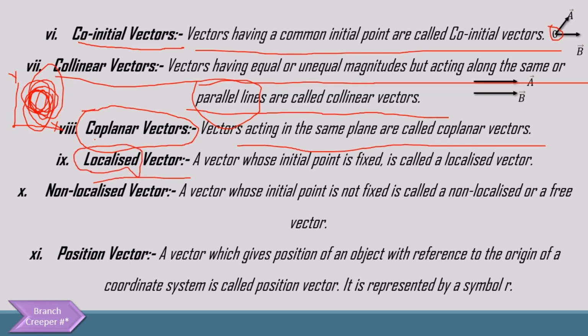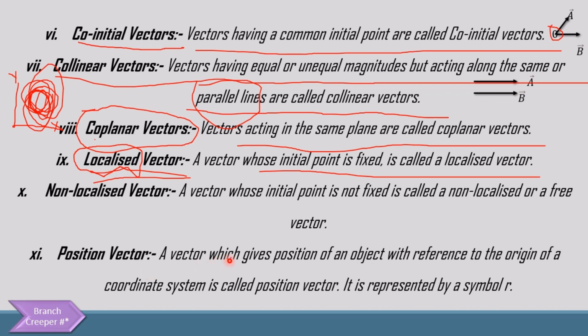Now localized vectors. As we can guess from the name, a localized vector should have a fixed location. So a vector whose initial point is fixed is called a localized vector. For example, in the first case of co-initial vectors, we have seen that 0 is the fixed origin of both vector A and vector B. So vector A and vector B are localized vectors because their origin is fixed. Now the opposite of that is the non-localized vector, which does not have a fixed point, and its other name is free vector because its position is free.